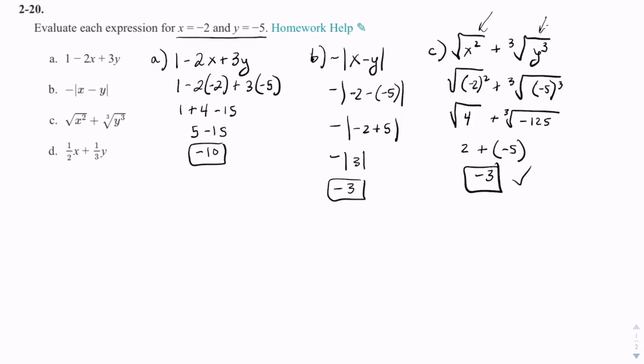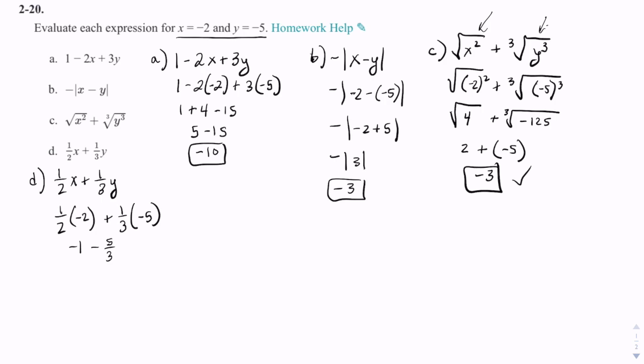So for D, right, I have 1/2 x plus 1/3 y. So x is negative 2 and y is negative 5. So 1/2 times negative 2 is negative 1. And 1/3 times negative 5 is negative 5/3.